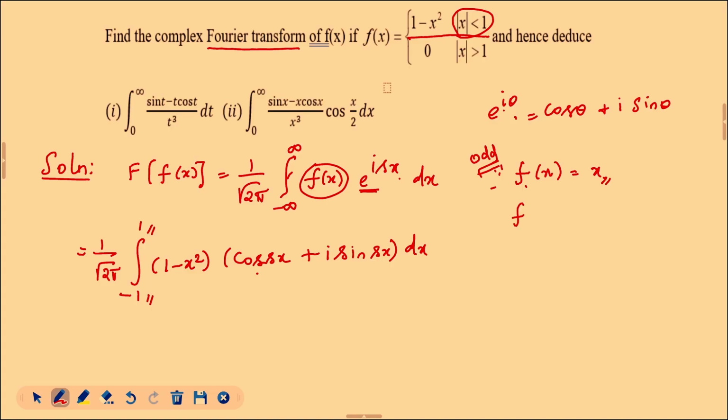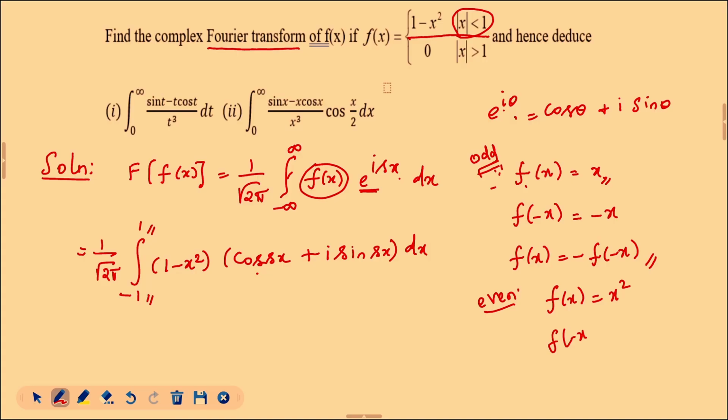Now, replace x by minus x. If f of minus x is equal to minus f of x, then the function is an odd function. Now, even function. Consider f of x as x squared. Replace x by minus x, you get f of minus x as minus x the whole squared, which is x squared. So, if f of x and f of minus x are the same, then this function is called an even function.